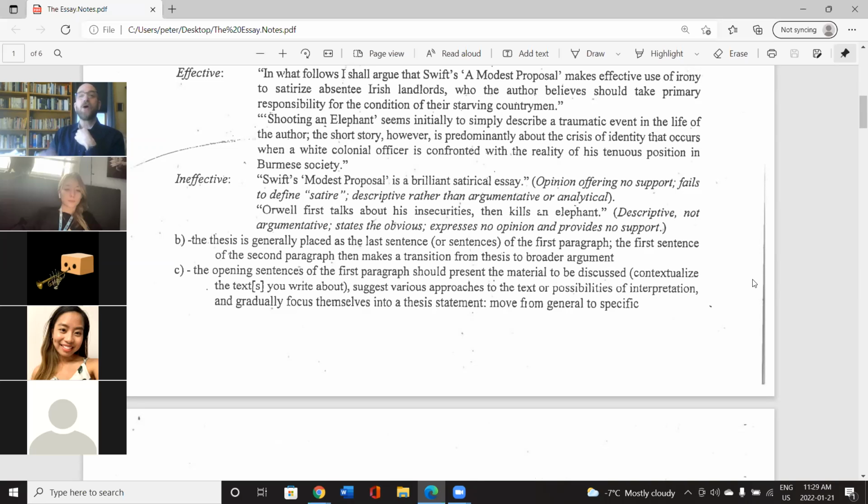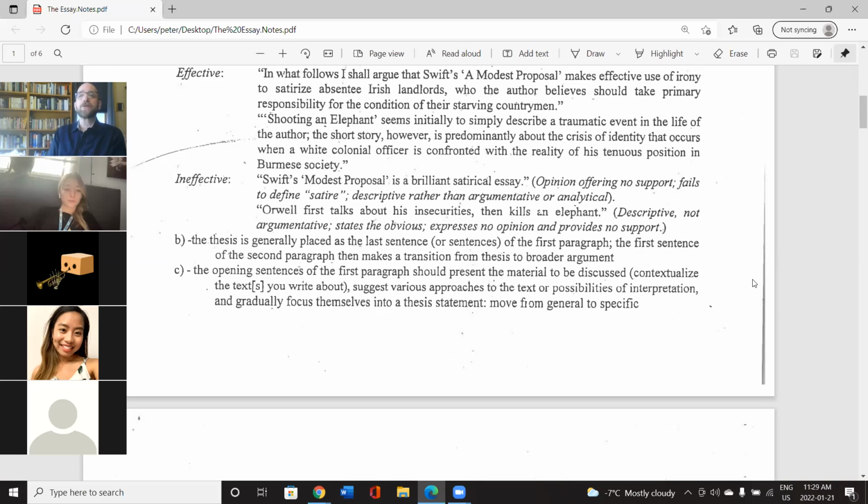We might say it's an obvious opinion. Swift's modest proposal is widely recognized as a brilliant satirical essay. The question is, why? What makes it brilliant? What is a satirical essay as opposed to, for example, a merely descriptive essay or a critical essay? What is this genre that's being talked about here?